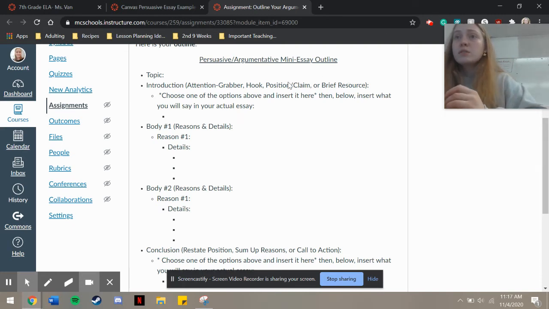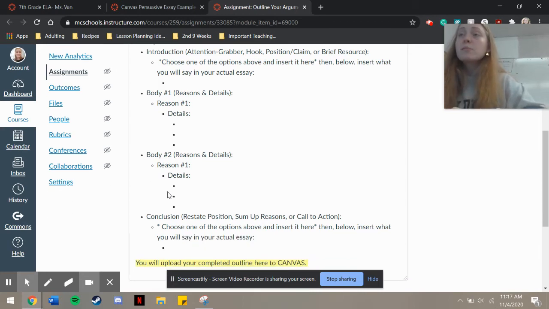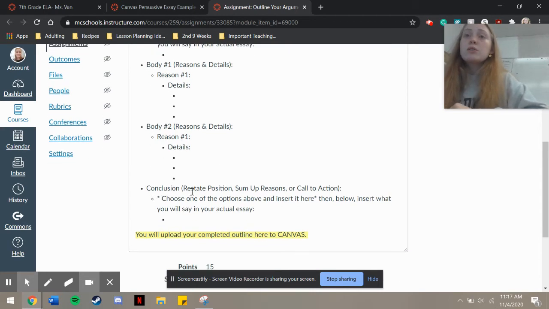So let's say I wanted to use a position/claim statement. So I would type in position/claim statement here, and then I would type out here in this blank spot what it is that I would actually say. Then you're going to choose what you want to talk about for your reason number one. You'll type it here, and then the three details you need to include to support that reason, and the same thing for your second body paragraph. And then your conclusion, you'll need to either choose to restate your position, sum up all the reasons, or call to action. A call to action is when you implore your audience to do something specific as a response to hearing all of this information.